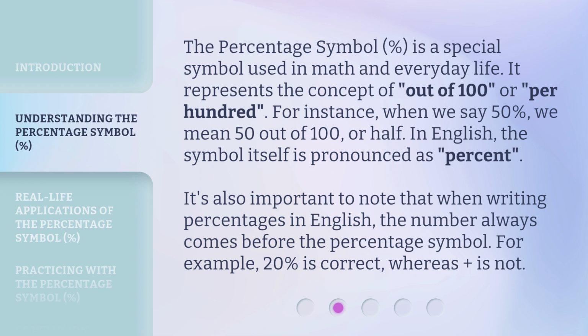It's also important to note that when writing percentages in English, the number always comes before the percentage symbol. For example, 20% is correct, whereas %20 is not.